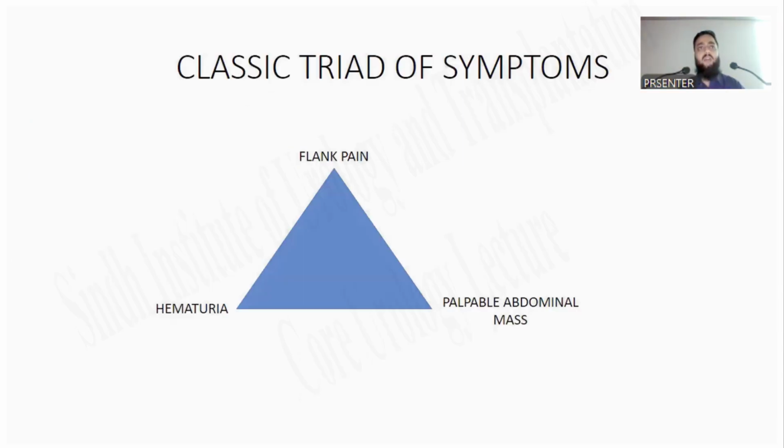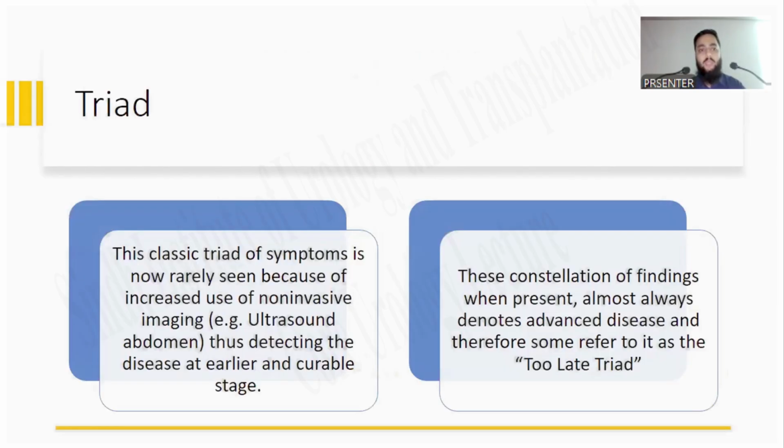The classic triad of symptoms includes flank pain, hematuria, and palpable abdominal mass. The classic triad is now rarely seen because of increased use of non-invasive imaging such as ultrasound abdomen, thus detecting the disease at an earlier and curable stage. This constellation of findings, when present, almost always denotes advanced disease. Therefore, some refer to it as the too-late triad.